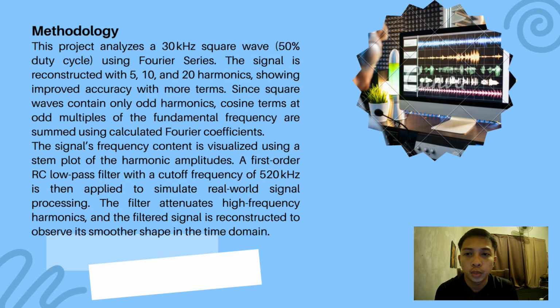Okay, so I'm going to present our methodology for this project. This project analyzed a 30 kHz square wave, which is 50% duty cycle, using Fourier series. The signal is reconstructed with 5, 10, and 20 harmonics, showing improved accuracy with more terms. Since a square wave contains only odd harmonics, cosine terms at odd multiples of the fundamental frequency are summed using calculated Fourier coefficients. Then, the signal's frequency content is visualized using a stem plot of the harmonic amplitudes.